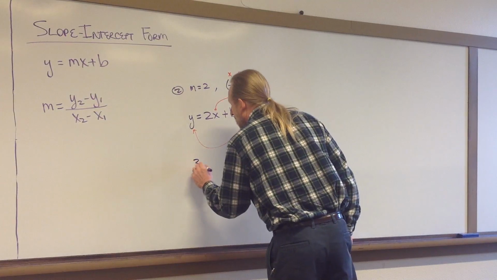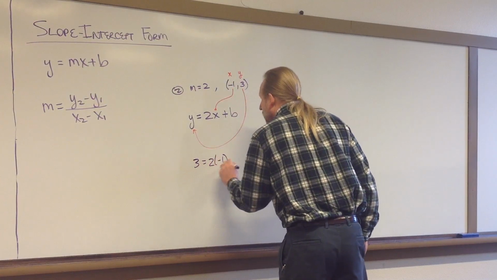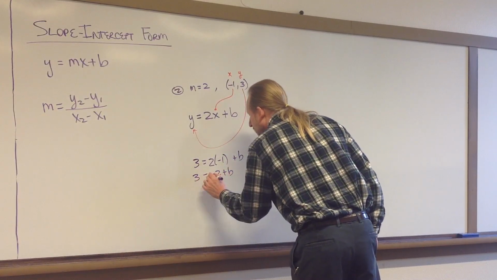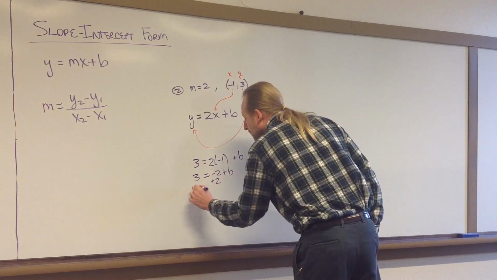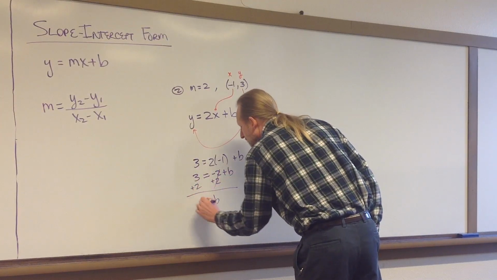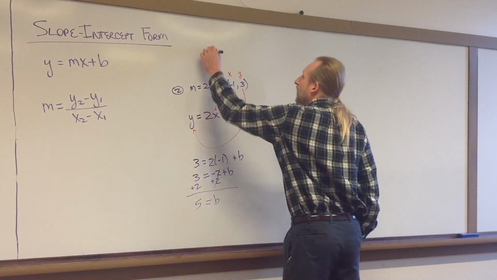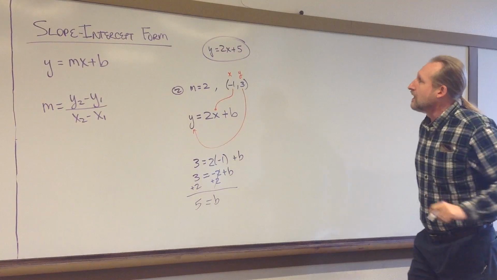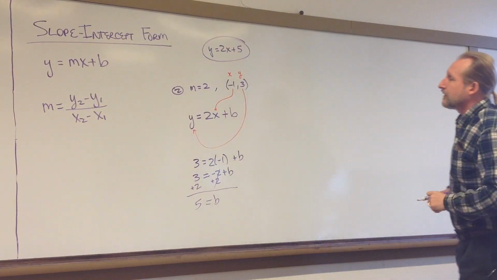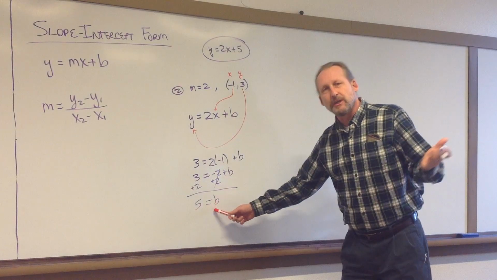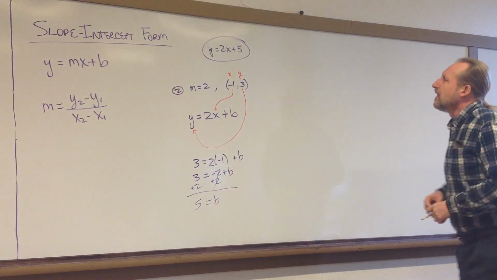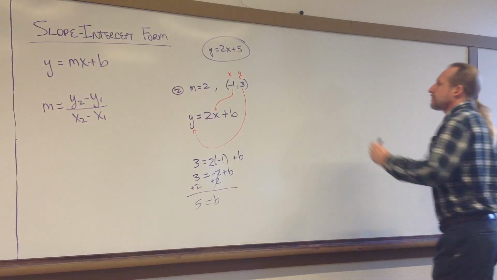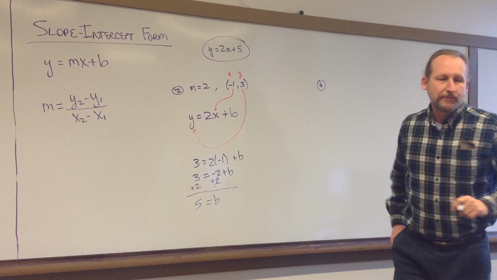So the y is 3. The x is -1. So 3 is -2 plus b. Add the 2 to both sides. b equals 5. So the equation we want is y equals 2x plus 5. And that's the answer, and that's the way you should express your answer. Okay? If you stop here, it's like you've done 90 to 95% of the problem. To get 100%, then you want to actually write the equation down. Okay. Let's look at a few more here.